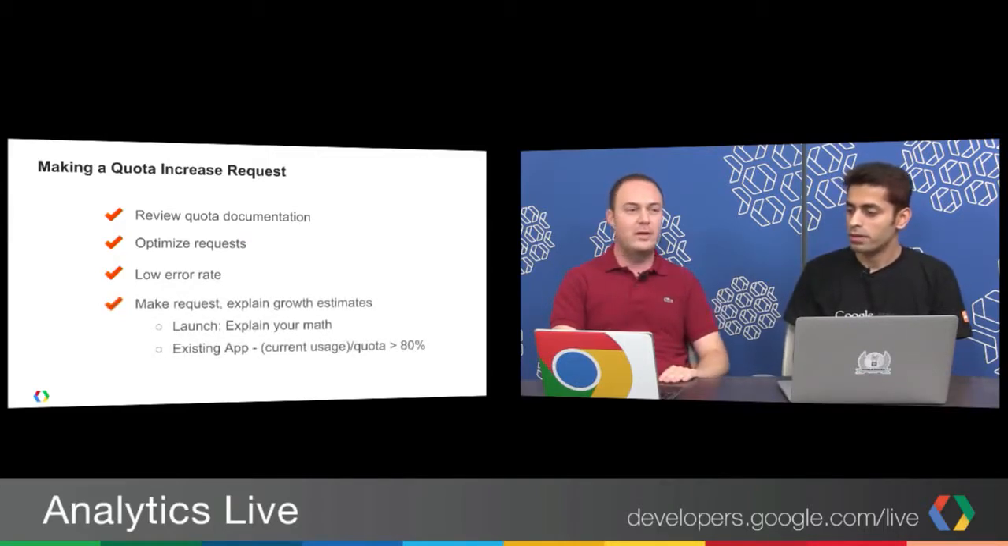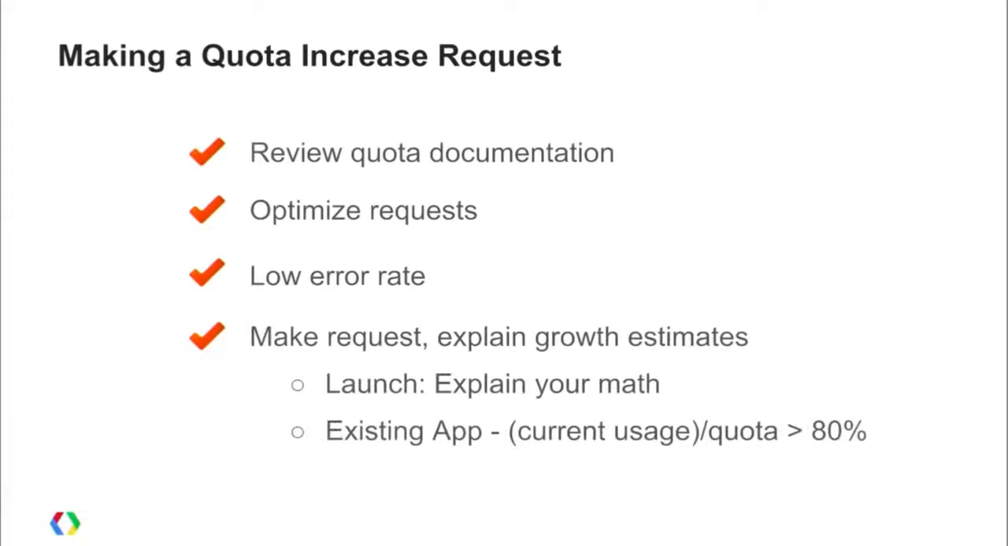And then when you do make the request, it's helpful if you explain the growth estimates and where you're coming from. If it's a new app, we understand you might not have any usage yet, but you're planning for maybe a launch or something like that. That's fine. Just send us a note through the form. Let us know how many users you're planning, how many requests you're making per user on average, and just give us some kind of general guideline on what you think usage might look like. And then we can always ramp that up.